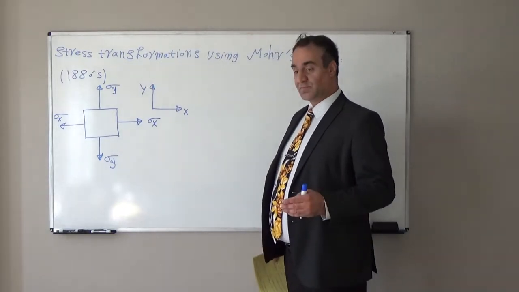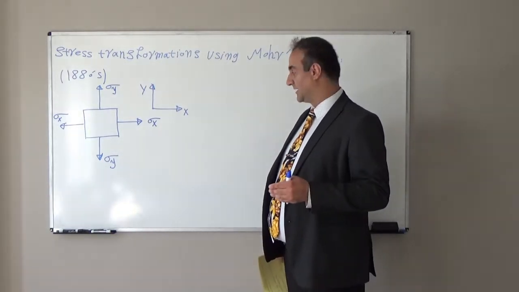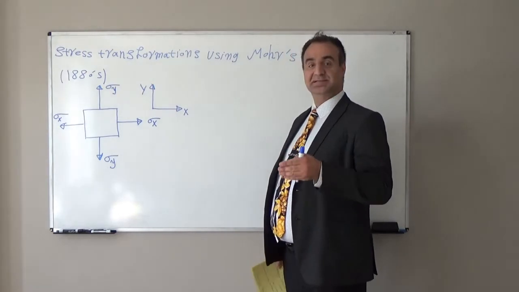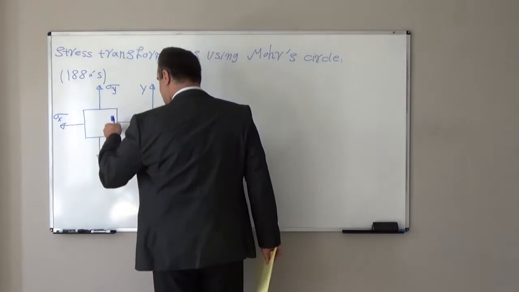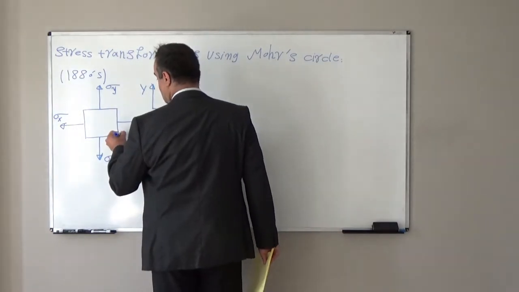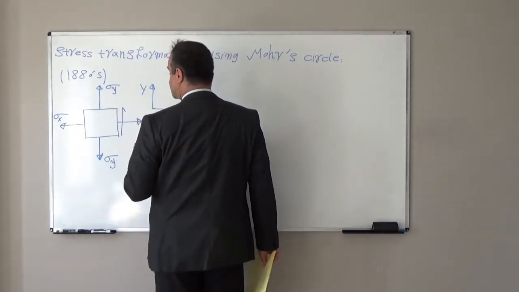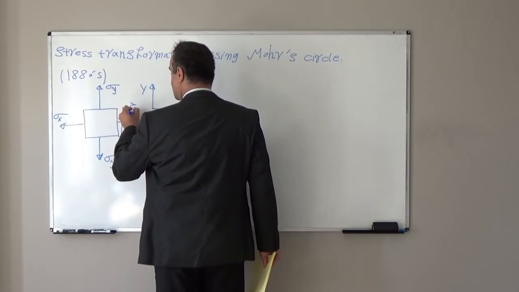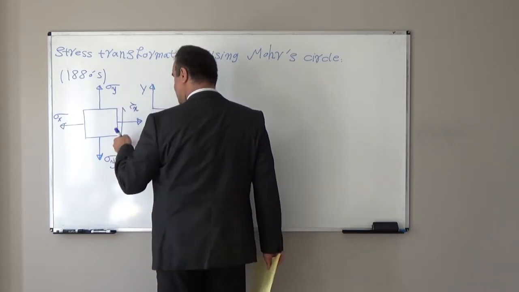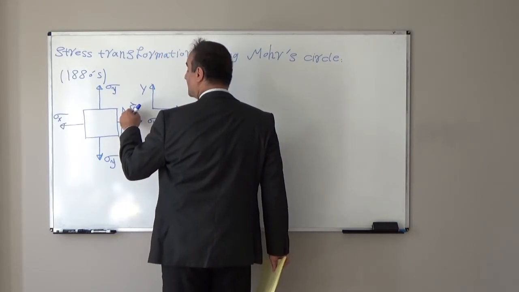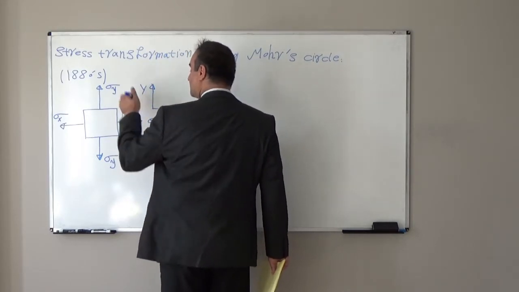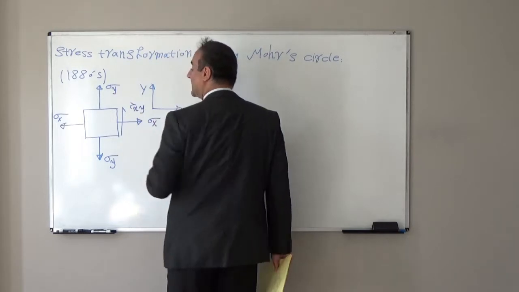And you know normal stress is perpendicular to the face. Shear stress is tangent to the face. This is the x face of the element, so shear stress here will be tau, because it is in the x face of the element, we will show with tau x, and because it is in the y direction, tau xy.